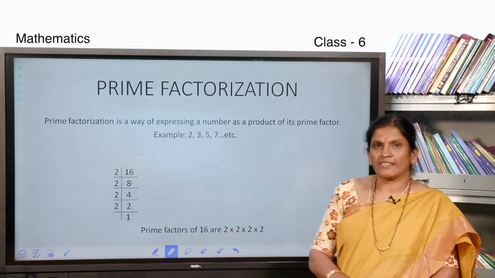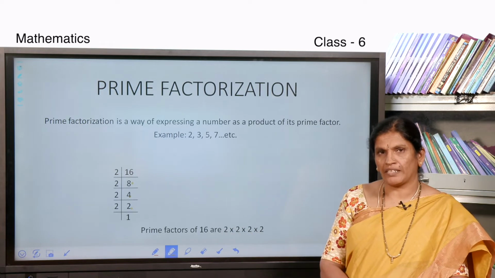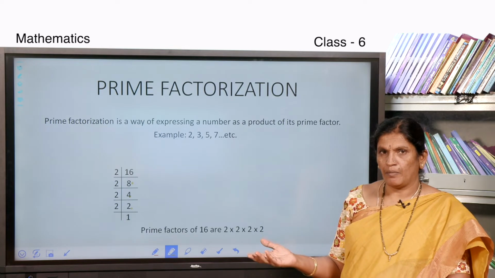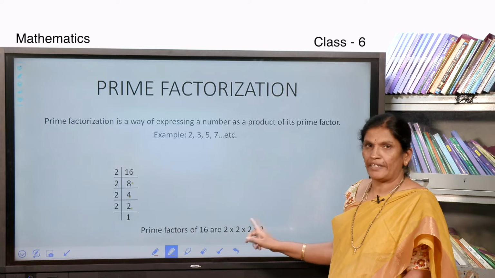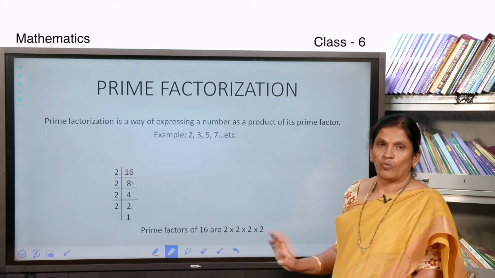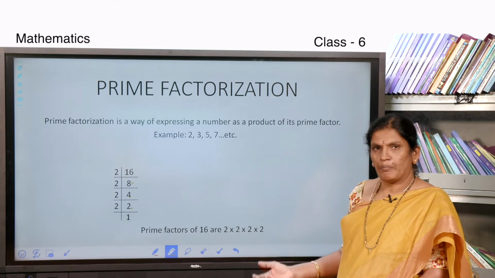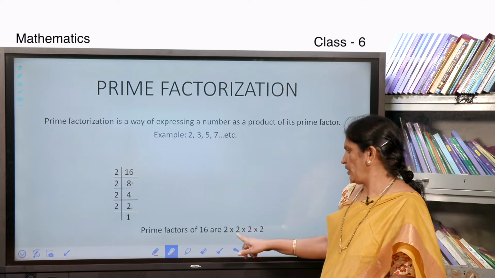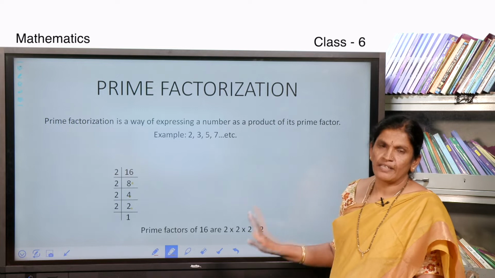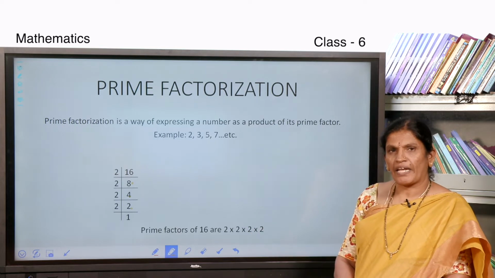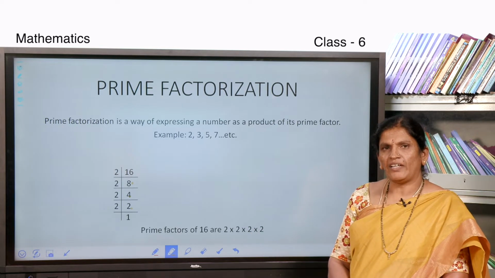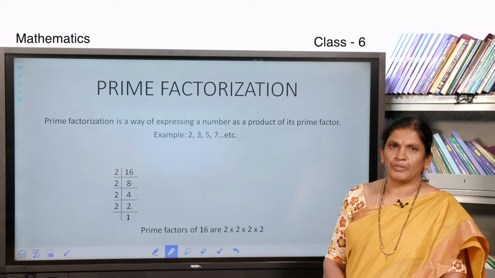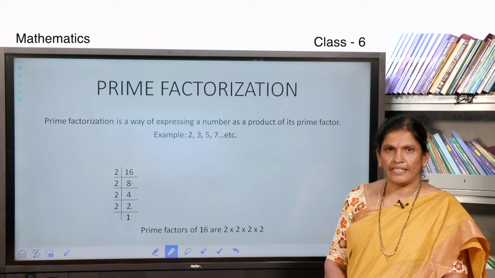In the previous class we learned that while listing factors we were writing 1 as well as the number itself as the highest factor. But here we do not write 1 and the number itself, because 1 is not a prime number and the number itself is composite. So 2 into 2 into 2 into 2 is 16. That is prime factorization: finding factors of a given number using only prime numbers.